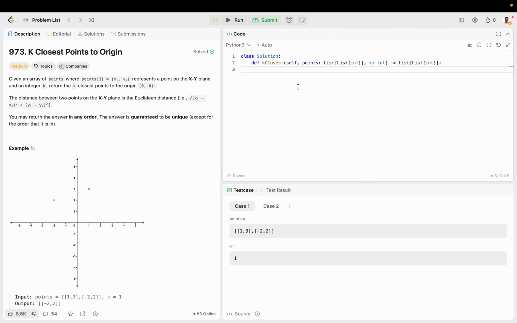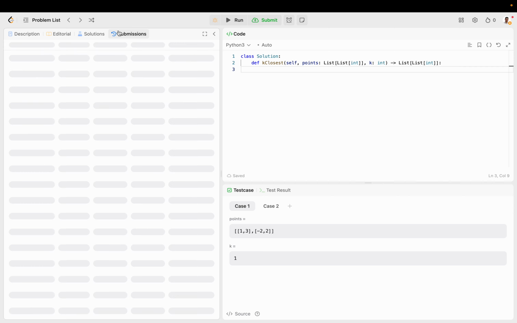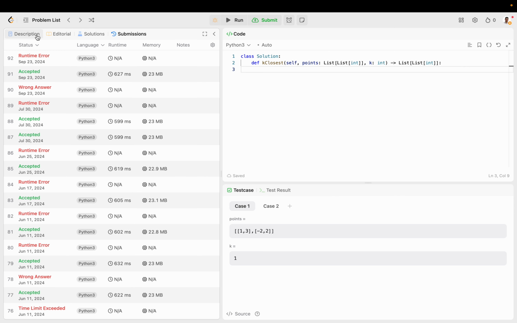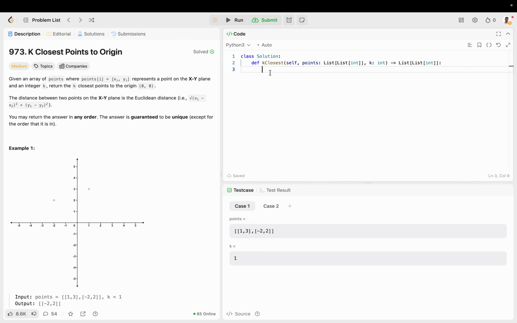Today, let's go over a famous medium Grind 75 question as a non-premium. This one I solved about almost half a year ago, so it's good to go over it. This one is called K Closest Points to the Origin.